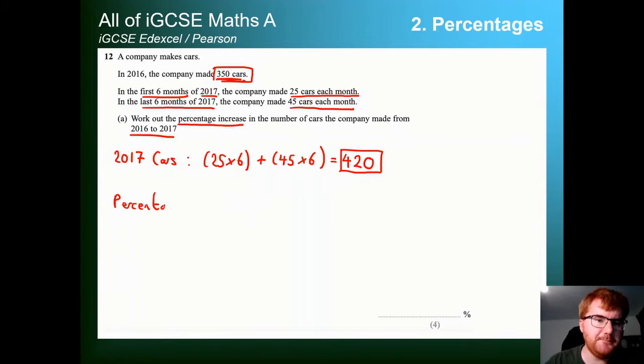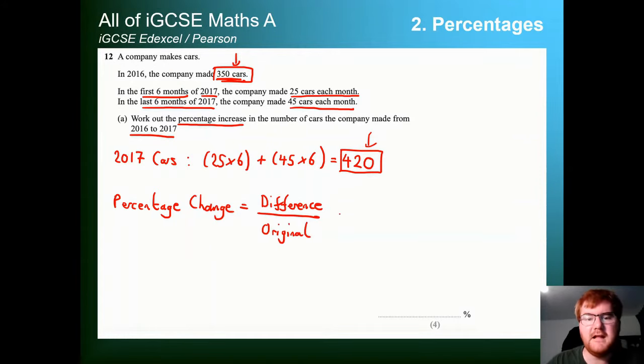So there's a useful formula to know here. So percentage change, again, worth learning off by heart here, which is the difference between the two things in the boxes here, divided by the original, that's important to remember, and then we times by 100. Again, worth learning this formula off by heart.